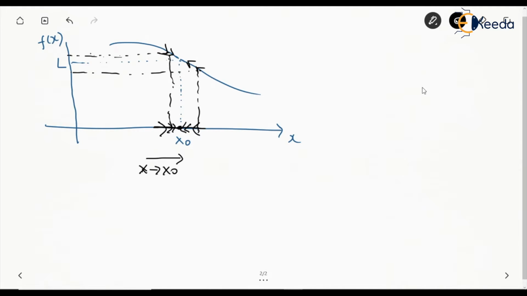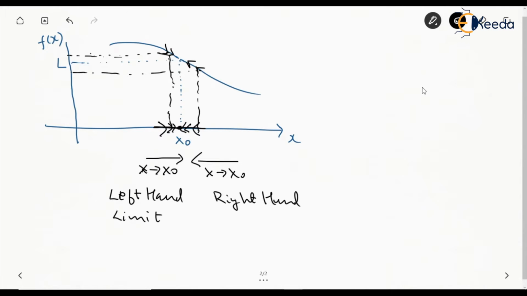from the lower side, that is the values less than x naught, is the left hand limit, and when you are approaching it from the right side, or values greater than x naught, then we say x tends to x naught right hand limit. They represent minus here, x naught minus or x naught plus. That means you are approaching from the values less than x naught.